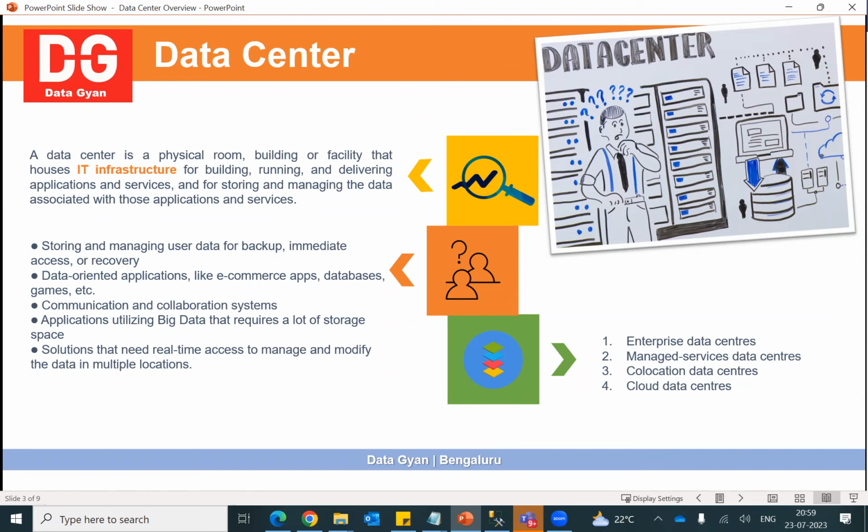Then managed service is something where you don't own a data center.